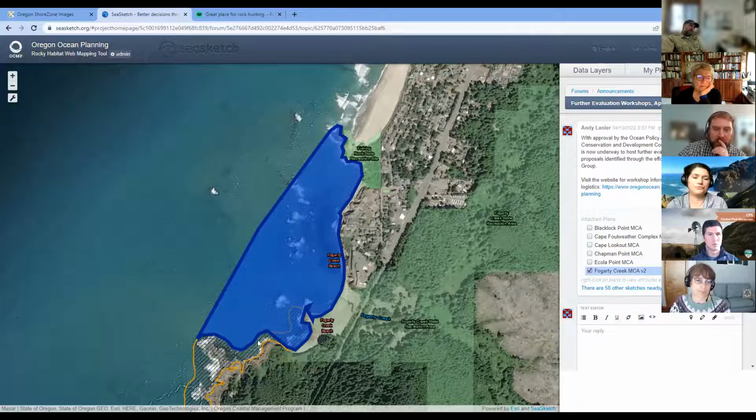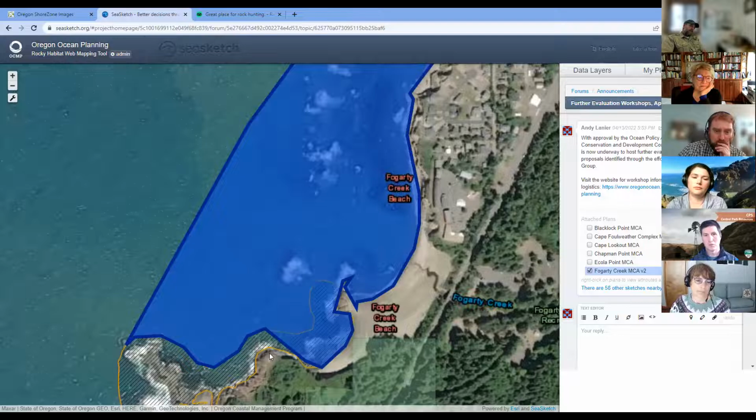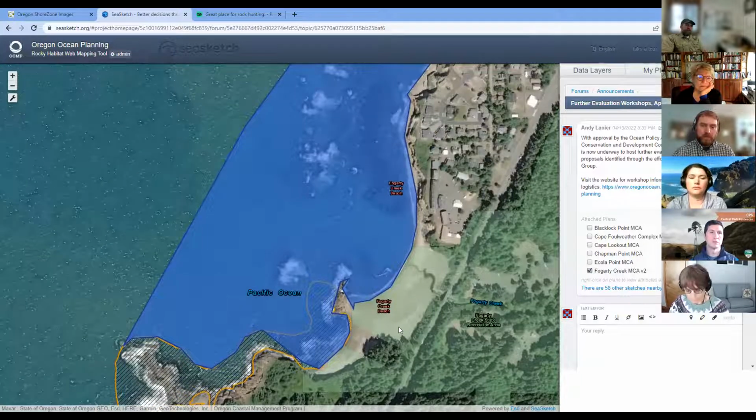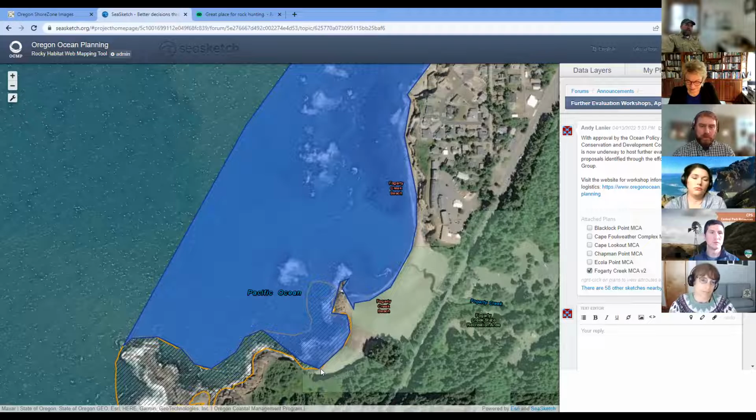You mean here? Yeah. I mean, we're talking about very minor adjustment. Something that makes it so it's beyond where anyone could potentially access even at the lowest tide. So that anytime anyone's on the Fogarty Creek beach, unless they're a mountain climber or something, within reason, the only places they get access from the beach would be places that are within the marine conservation area, and not have a little tiny, 100-foot stretch where they would cross the boundary.